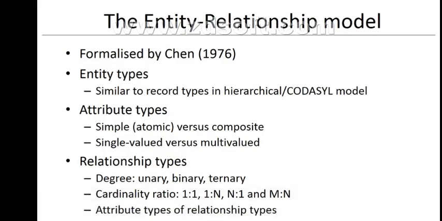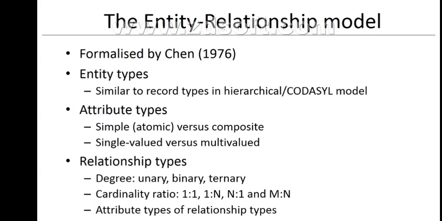The entity relationship model was introduced and formalized by Chen in 1976. It is one of the most popular data models for conceptual data modeling. It has three building blocks: entity types, attribute types, and relationship types. Entity types are similar to record types in the hierarchical or CODASYL model.